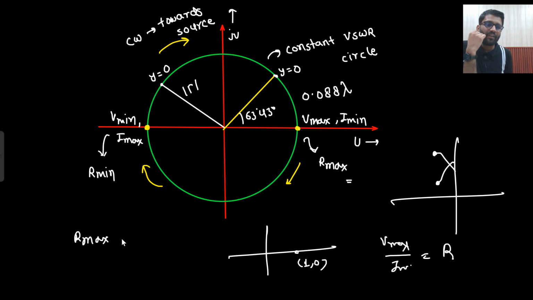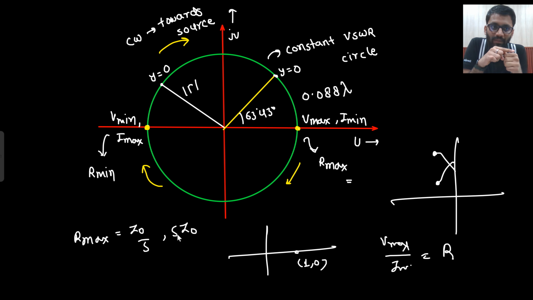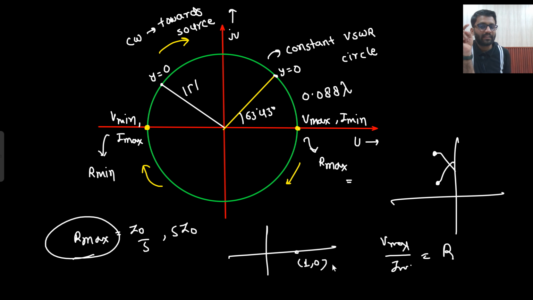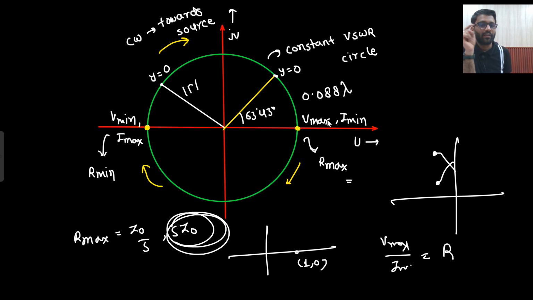So what formula did we study? It could be equal to Z0 by S or S Z0. But if the point is of maxima, that means R max has to be larger than Z0. So at this point, your value will be S into Z0. Are you getting this point? This is the deepest anyone can go in any examination from the Smith chart, and I can write this on paper. And this point will be Z0 by S.